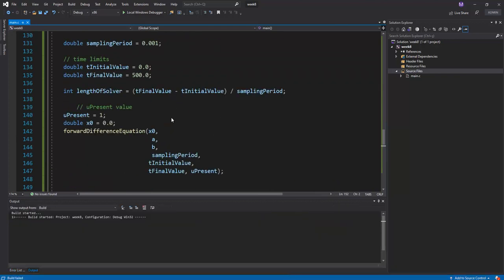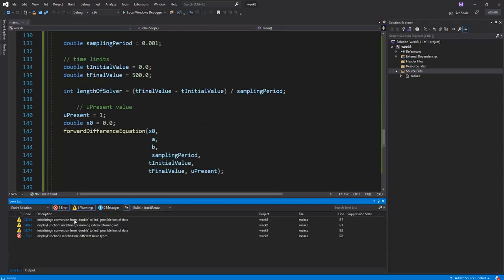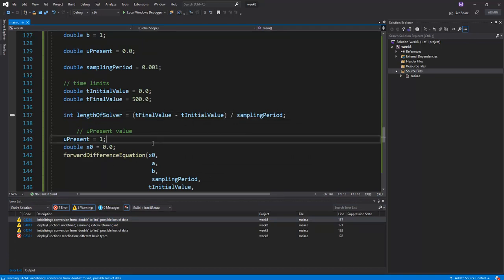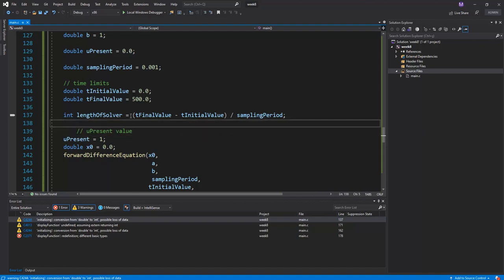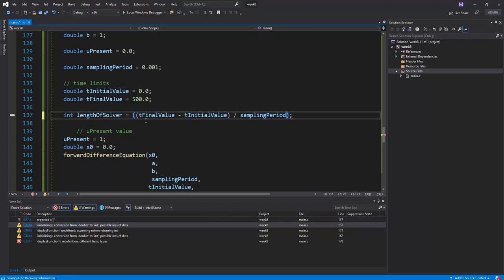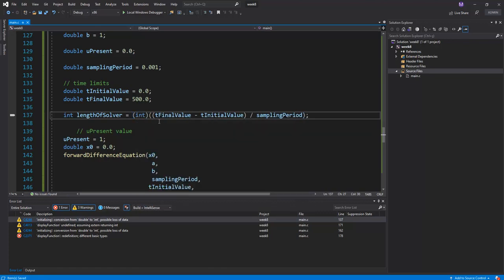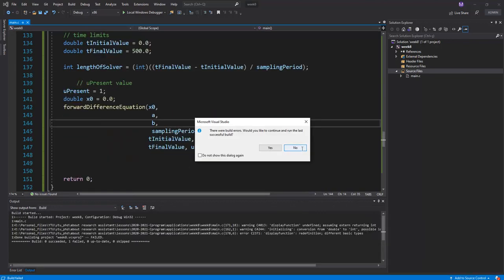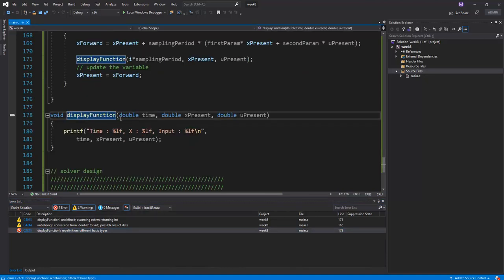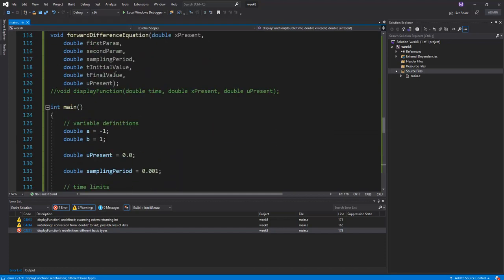And so we have also another variable in here, initializing conversion from double to int. Okay, and so we need to cast these things in here because the length of the solver is an integer value in here. So if we run this program, the display function is in here like this one.